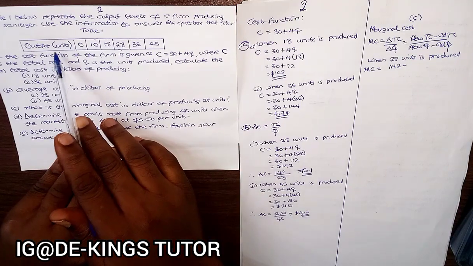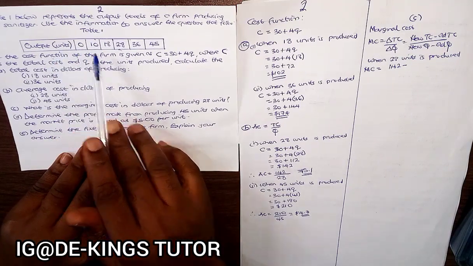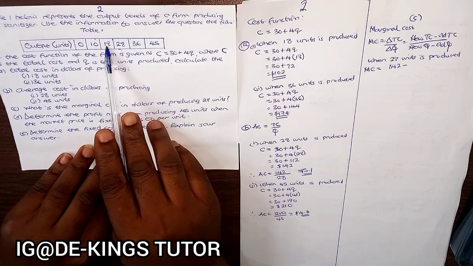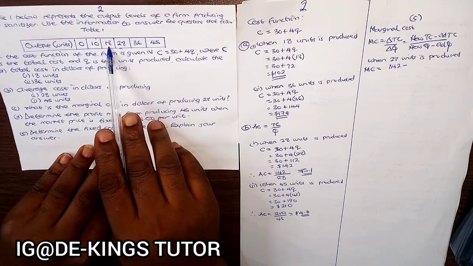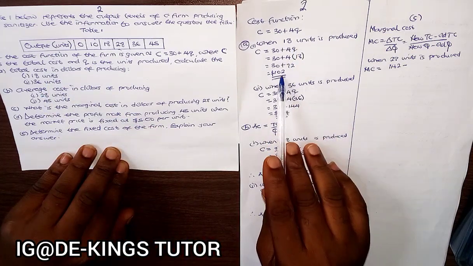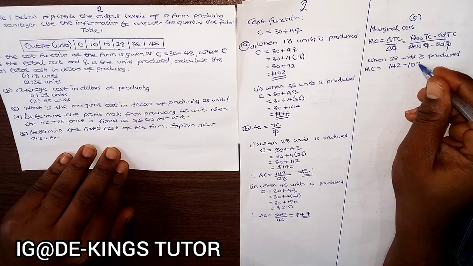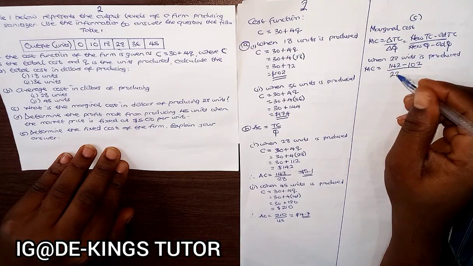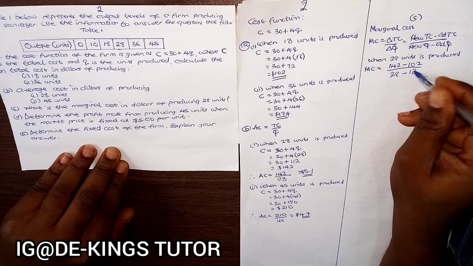What will be the old? Now if we check this graph table that was given, before 28 is 18. So 18 is old. So we're going to check when 18, what's the total cost? We have done it, 18. So look at this, 18 is 102. So 102 is old, divided by the new quantity we're solving, that's 28, minus the old, 18.